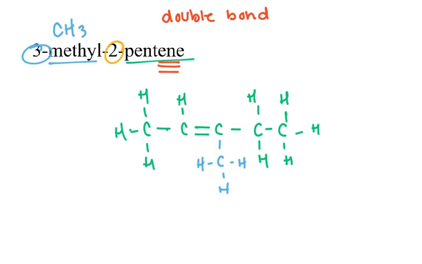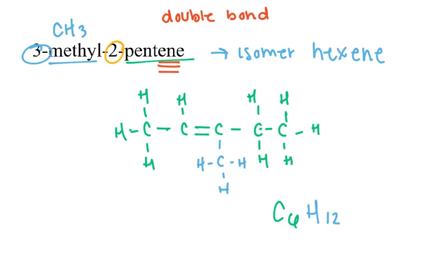So if we count up all of our carbons here, 1, 2, 3, 4, 5, 6 carbons. So we have C6, and we have H12. So this is an isomer of hexene because it has that double bond. We have to remember the ene for a double bond. Okay, let's look at one more.